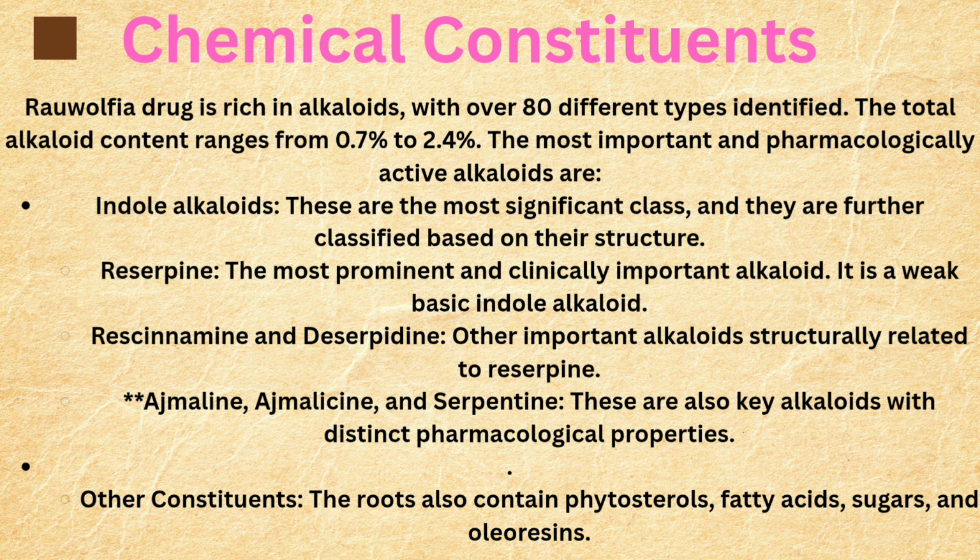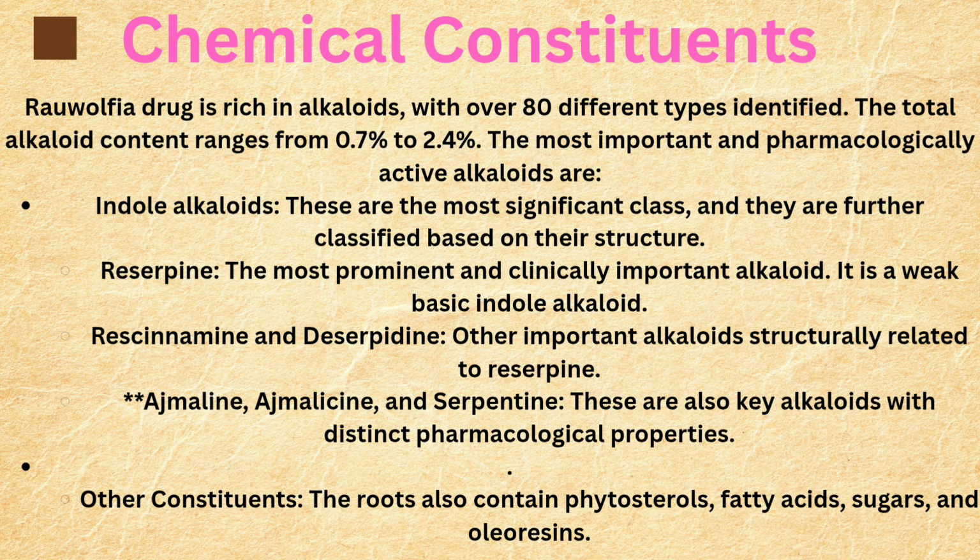Chemical constituents: Rauwolfia drug is rich in alkaloids, with over 80 different types identified. The total alkaloid content ranges from 0.7 to 2.4%. The most important and pharmacologically active alkaloids are indole alkaloids. These are the most significant class and they are further classified based on their structure.